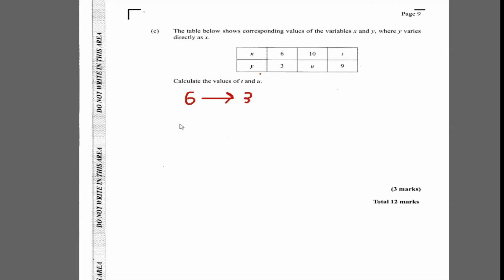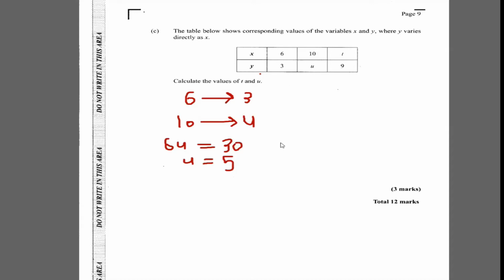And so an x value of 10 is going to map to a y value of, we don't know, that's u. Now doing cross multiplication, it tells us that 6u is equal to 10 times 3, which is 30. And if 6u is equal to 30, then u must equal 5. So this is using the simple proportion rule.